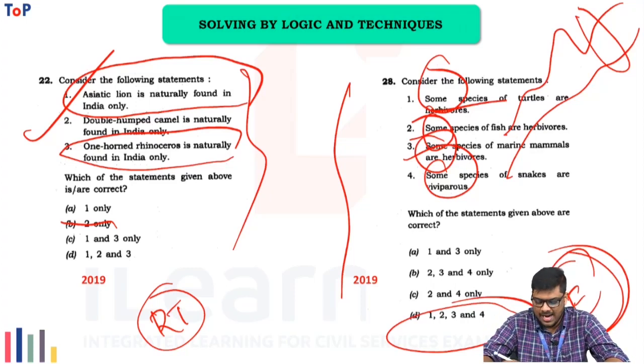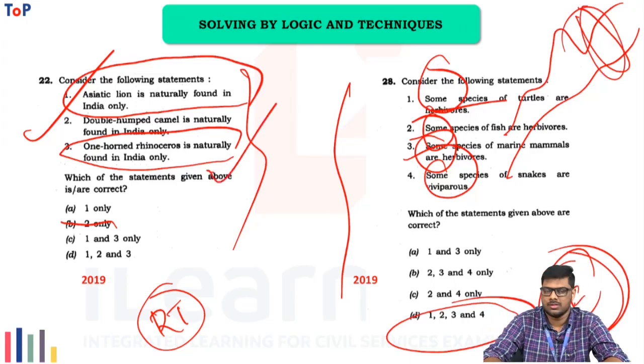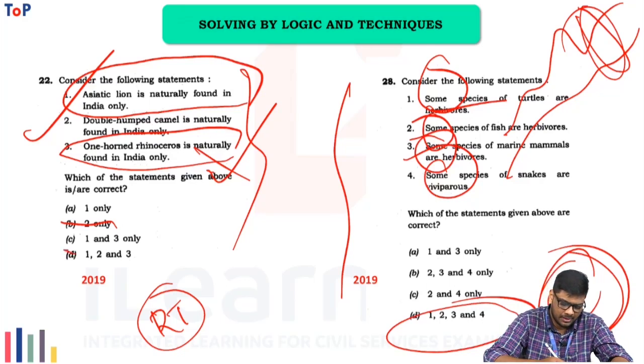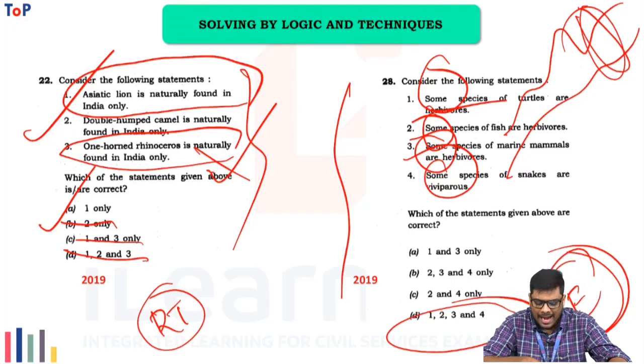They just roam around and they don't know the boundaries, because of which this option becomes wrong. It can be found in India as well as in Bhutan or maybe in some other countries. So 3 can be eliminated. Now you are getting the correct answer. So this is how you have to approach this question. Use your logic. Use your logic. And one more question for you.